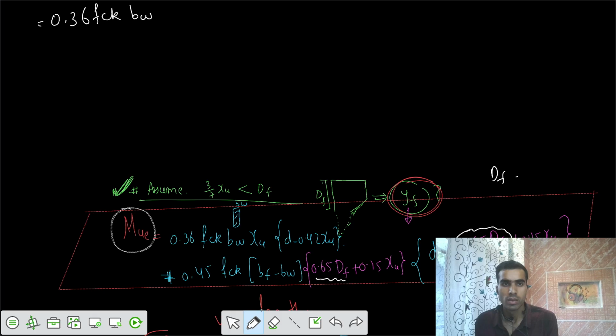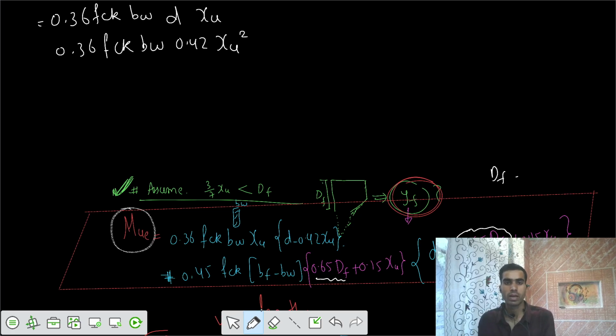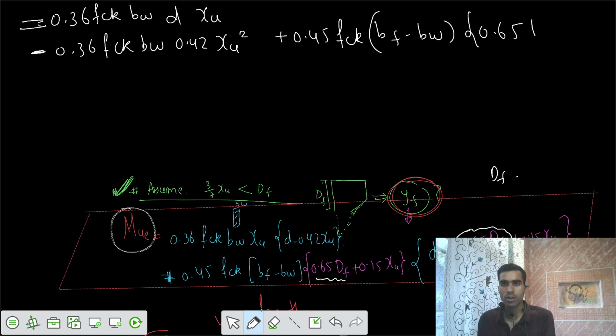Now this is your d, then after that we have some xu. After that, we have one more part, that is 0.36 fck bw, and then this factor of 0.42, then this quadratic xu square, the parabolic part, and this part is negative. Can you see that? Because of this minus 0.42, this becomes negative. After that, we have 0.45 fck, and bf minus bw, which is a constant value, and then this factor of 0.65 df, that's also a constant value.